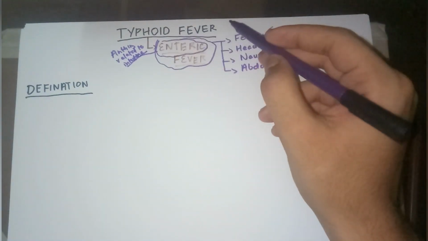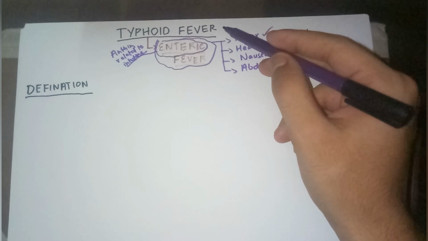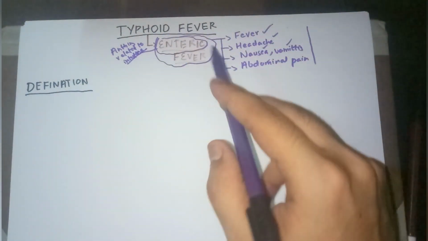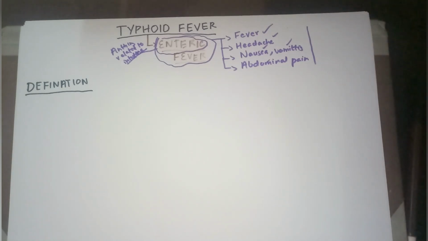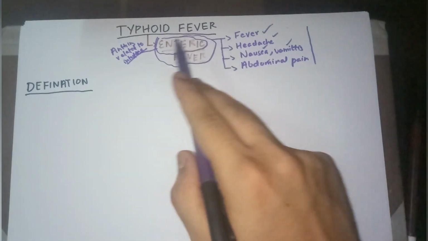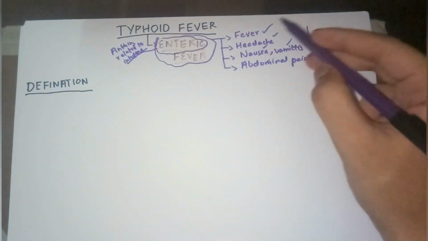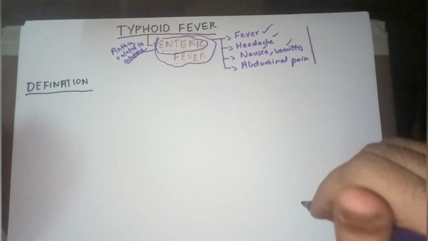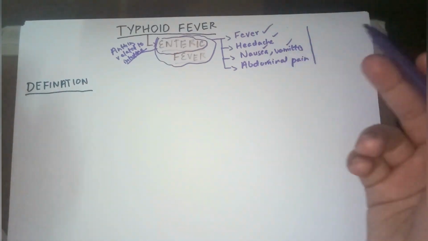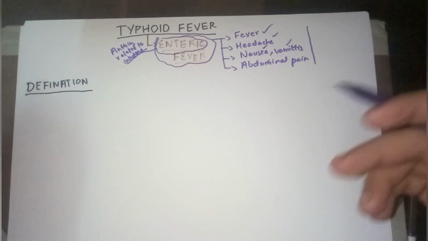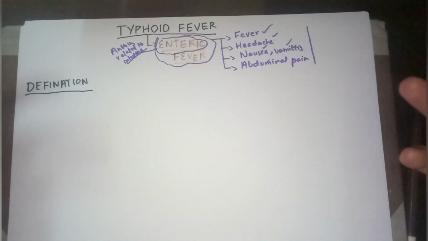But this lecture is about typhoid fever, so why are we talking about enteric fever? Because typhoid is also an enteric fever, okay? It is a fever of the intestine as well. Anything in the intestine that has these symptoms, fever, headache, nausea, vomiting, is an enteric fever. So why are we discussing typhoid fever separately? Because it has some different things.